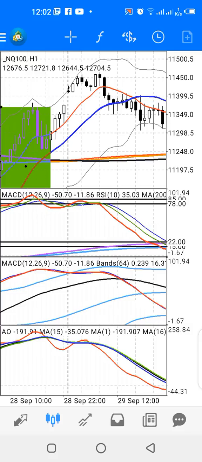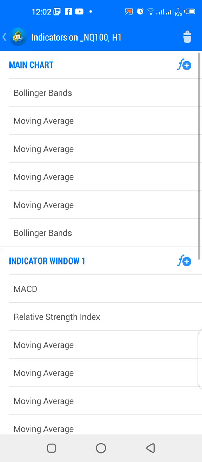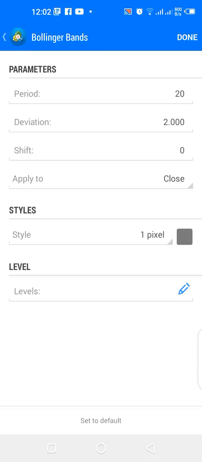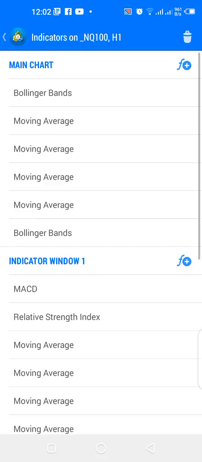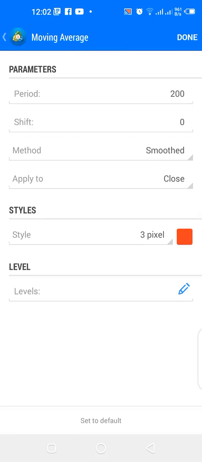Let's look at the settings for the main window. Bollinger Bands, 20 period, deviation is 2.0. Apply to close. Color is gray. Moving average, 200 period. Method is smoothed. Apply to close. Color is red.